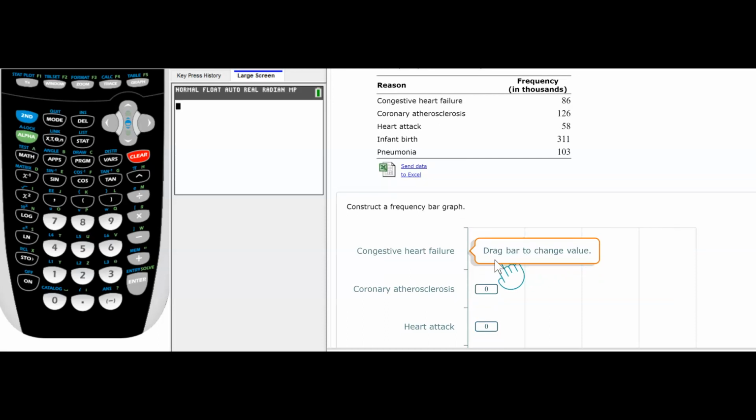And so you can see here it says drag bar to change the value, and when I hover over it, this finger appears, and then if I just click and drag, then you can see that I can go up to whatever I need to go up to.